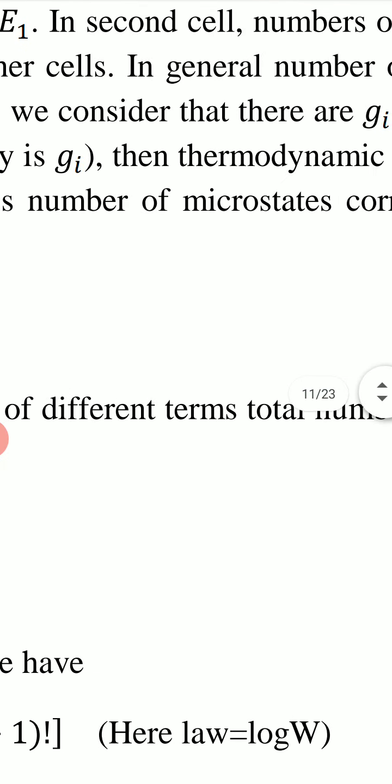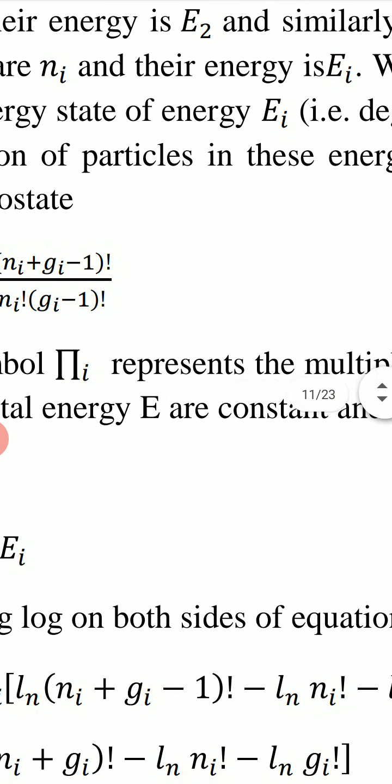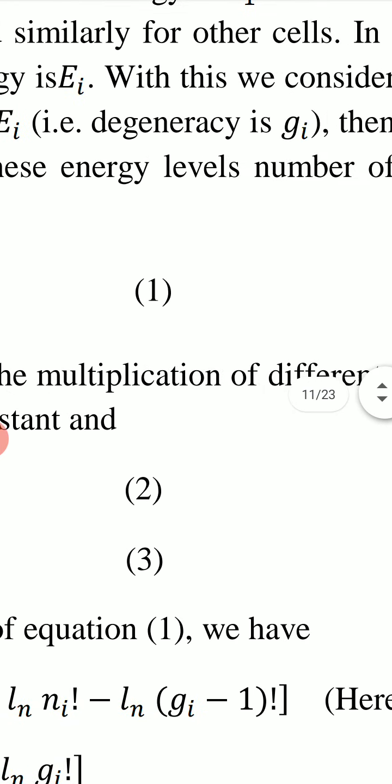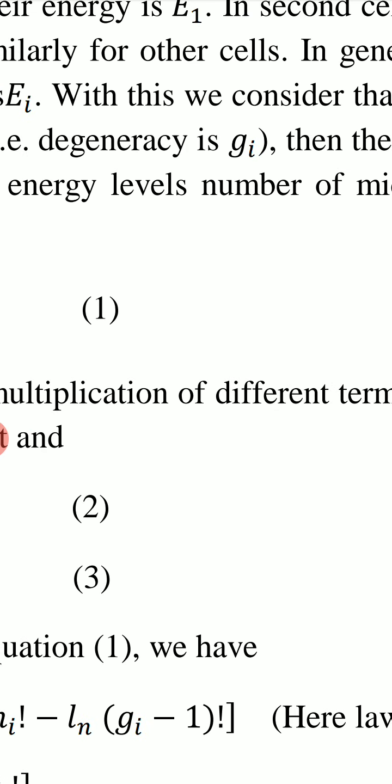With this, we consider that there are Gi energy levels in the energy state of energy Ei, that is, degeneracy is Gi. Degeneracy means number of energy levels of same energy. So in ith cell, where energy is Ei, if we have Gi energy levels having same energy Ei, then this number Gi is known as degeneracy for energy Ei.